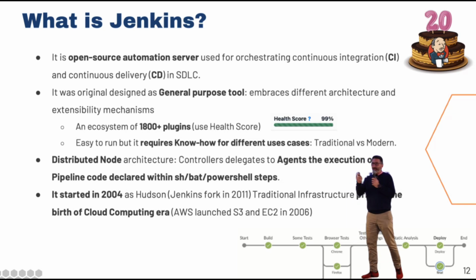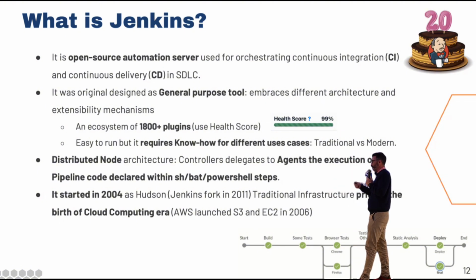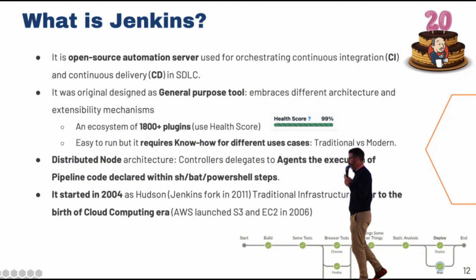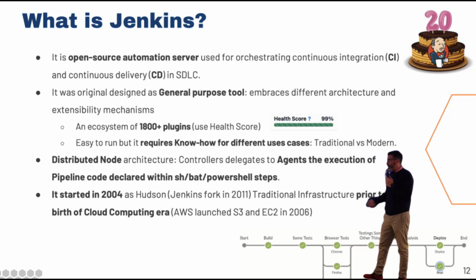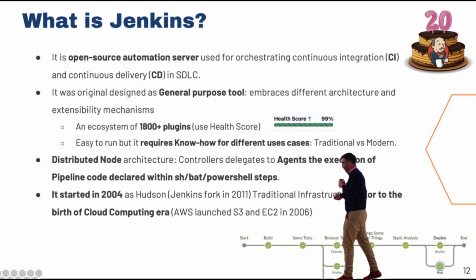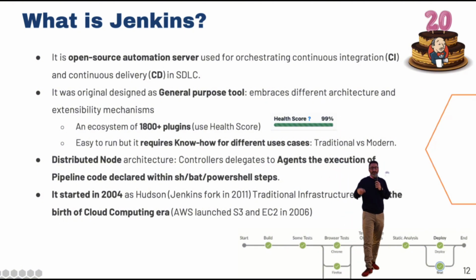The important part about the dates is that the origin of Jenkins, 2004, was even before the birth of cloud computing services, because the first release of EC2 and S3 was in 2006. Jenkins, as you know, is an open source automation server that is used to orchestrate CI and CD pipelines in your software development lifecycle.